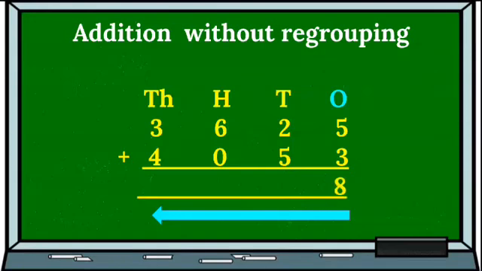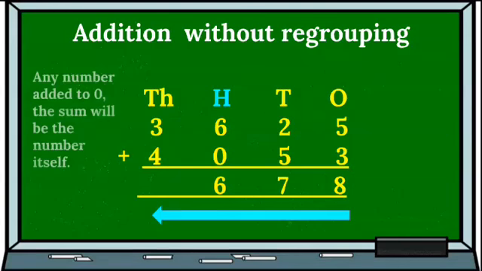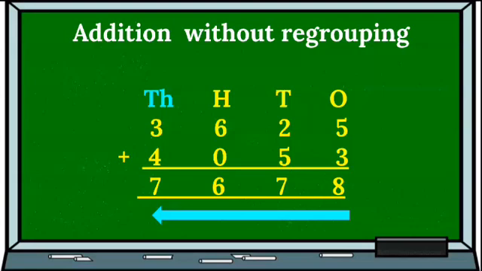So let's start off with our 5 and 3 in our ones, which will give us the sum of 8. We move over to our tens. 2 plus 5 gives us the sum of 7. In our hundreds, 6 plus 0 equals 6. And any number added to 0, the sum will be the number itself, like we just saw in the example. Move over to the thousands. 3 plus 4 will give us the sum of 7.